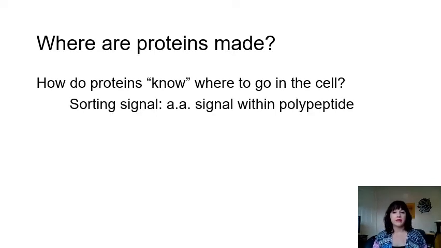And so every protein, when it's made, can have on the end of it a sorting signal. So this is a sequence of amino acids that aren't really important for the function of the protein, but are a code that tells the cell where this protein needs to end up. Right? So we have the sorting signal, and it is a sequence of amino acids on the end of a protein.